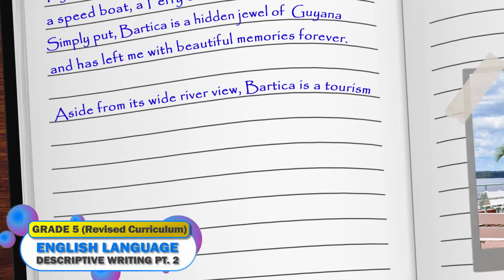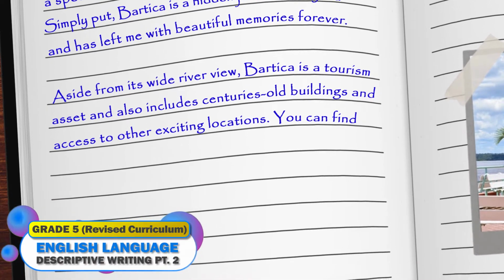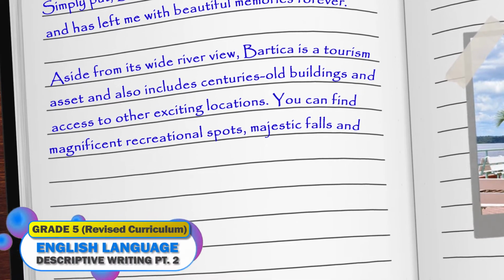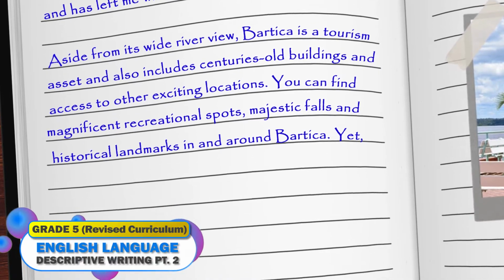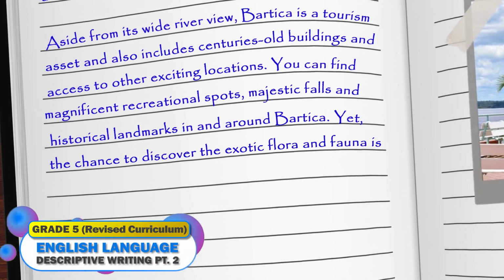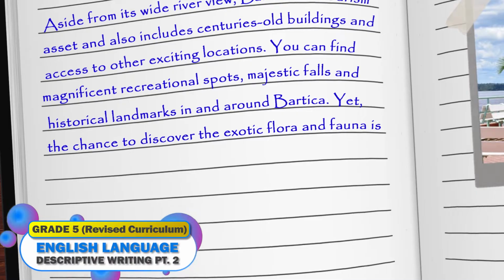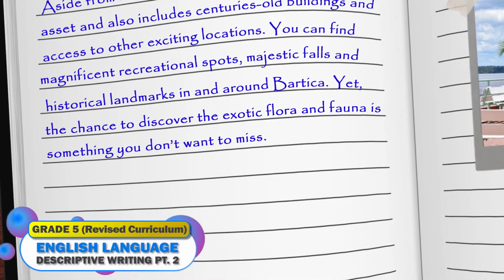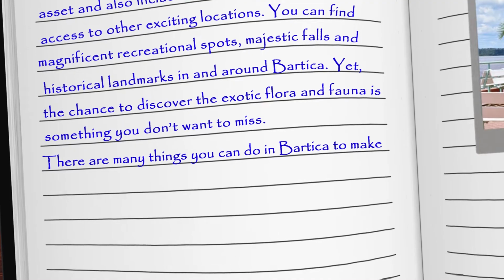Aside from its wide river view, Bartica is a tourism asset, also includes century-old buildings and access to other exciting locations. You can find magnificent recreational spots, majestic falls, and historical landmarks in and around Bartica. Yet, the chance to discover the exotic flora and fauna is something you don't want to miss.